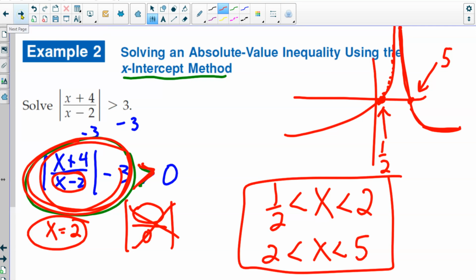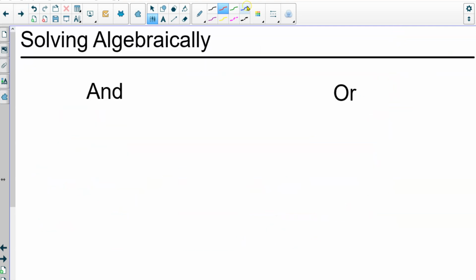Alright, that's the graphical way to solve absolute value inequalities. We're going to take a look at the algebraic way. And this is something that you should have learned in Algebra 1.